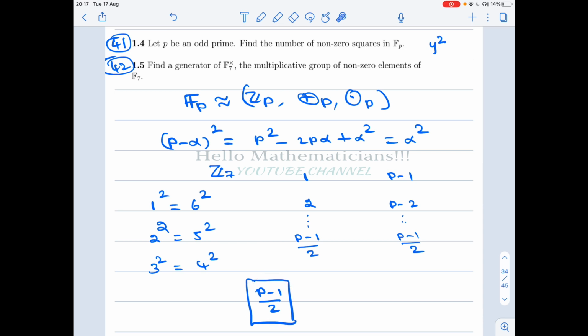Now next, find a generator of F7 star. F7 is a field, so it is a group with respect to addition and multiplication. Again, we identify F7 with Z7. If it is a finite field, then its multiplicative group is cyclic. Even if you take any field, a finite subgroup of the multiplicative group of a field will always be cyclic. So in particular this multiplicative group is cyclic, and we want to know the generators.